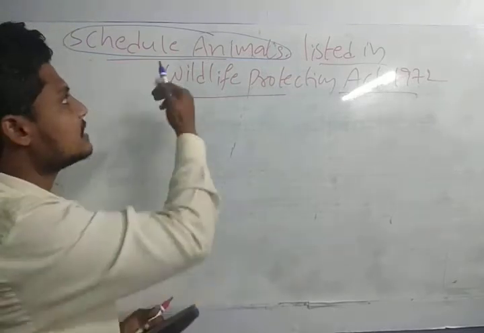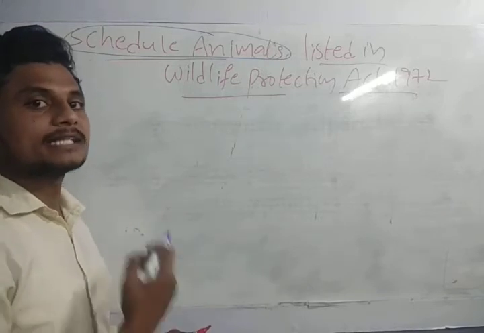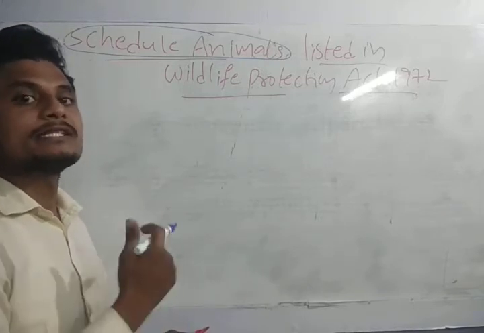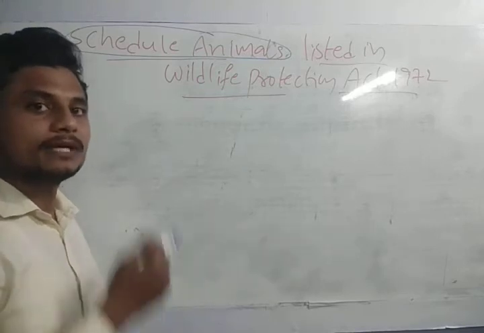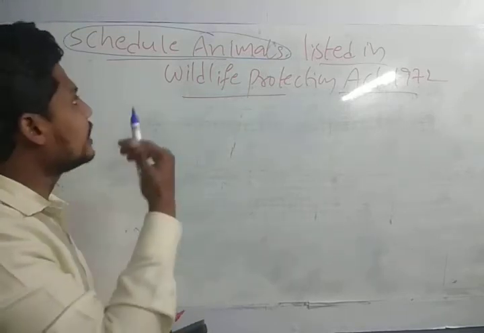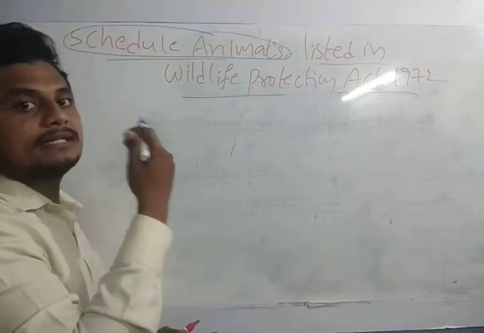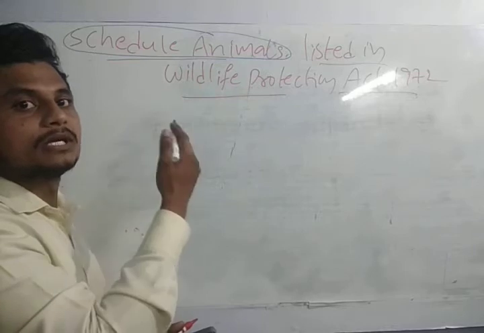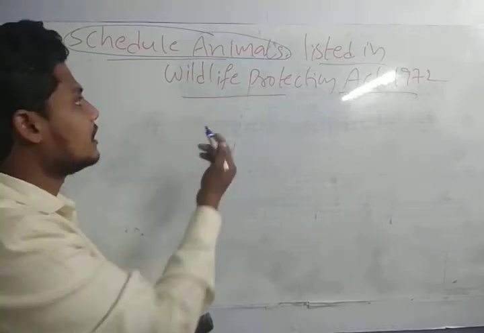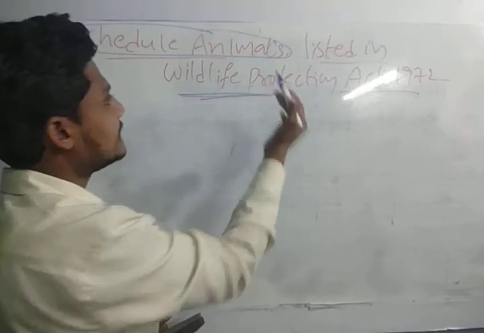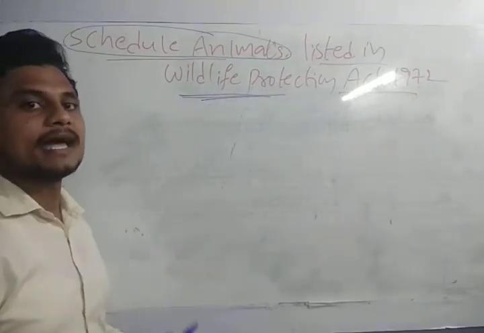Why? Because these are the animals which are useful for our needs. For example, the king cobra is used in cancer-making medicines. And if you say a few animals are going extinct, in that case we have the schedules, and we classified a few animals in the different schedules of the Wildlife Protection Act 1972. Wildlife includes both flora and fauna, that is, plants and animals.